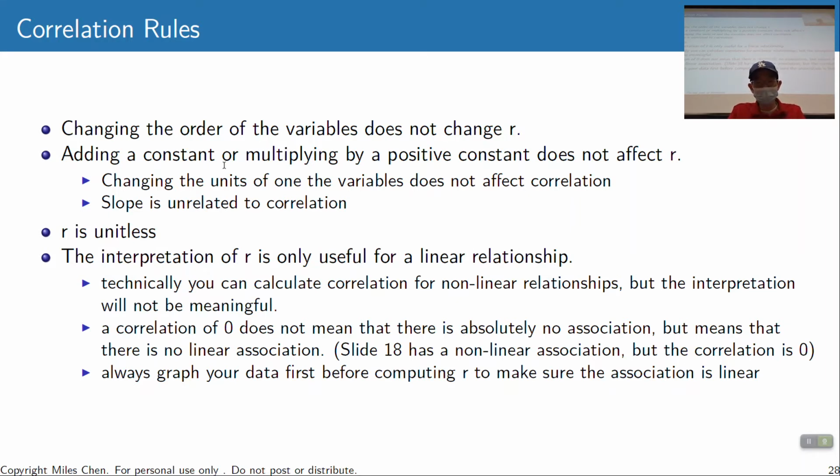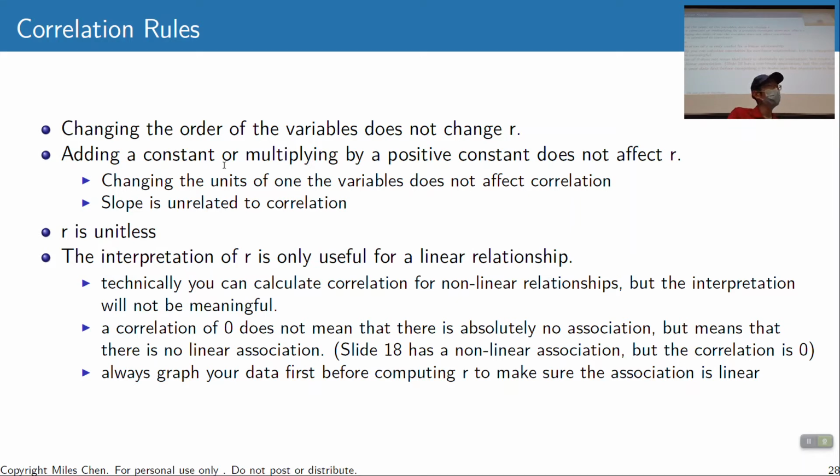Adding a constant or multiplying by a positive constant does not affect correlation either. And basically, this comes down to if you change your units, that does not affect correlation. So if you measured someone's height in inches and their weight in pounds, and then you decided to convert from inches to centimeters or pounds to kilograms or some other combination, the correlation is going to stay the same. Okay, converting units from one to another does not affect correlation.